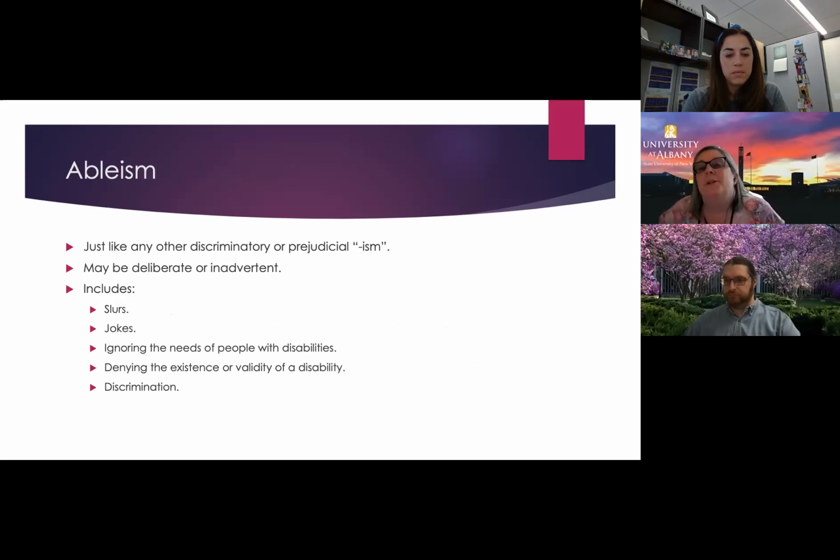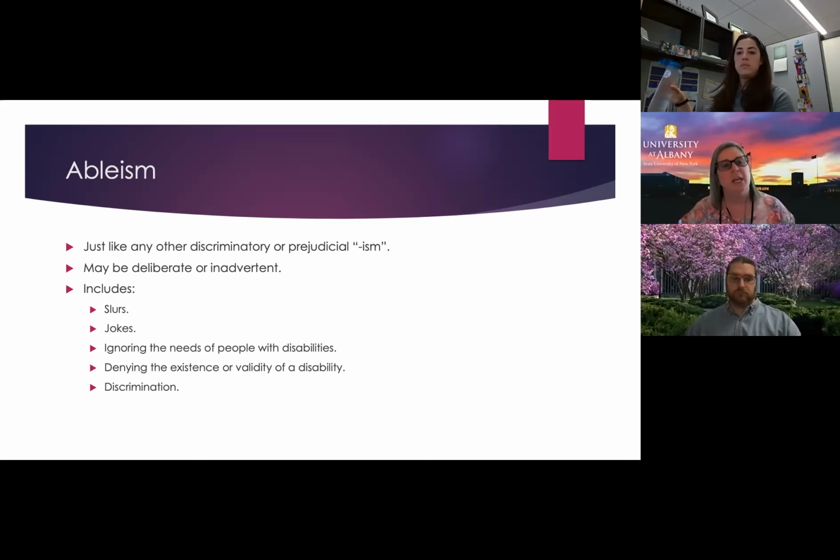Ableism. Ableism is a word you may not have heard before, but think of it just like any other ism. Racism, sexism, you get the point. Now, it may be deliberate or it could be completely inadvertent, but it could include slurs, jokes, ignoring the needs of a person with a disability. So for example, maybe you decide that it's a nice day out and you want to take the class outside for a class meeting and you go to a place that's not wheelchair accessible. You don't do it on purpose, but then you realize that not everybody in your class can participate.